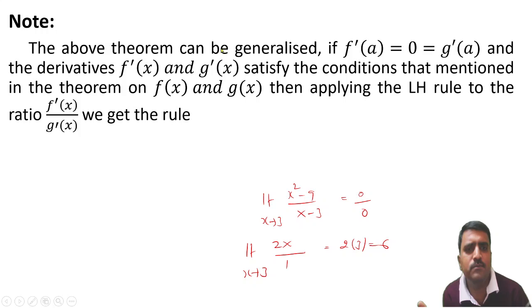So the above theorem can be generalized: if f dash of a is 0, g dash of a is also 0, and the derivatives f dash of x, g dash of x satisfy the conditions mentioned in the theorem, that means they are satisfying Cauchy's theorem on f of x and g of x, then apply the L'Hospital rule to f dash of x, g dash of x.